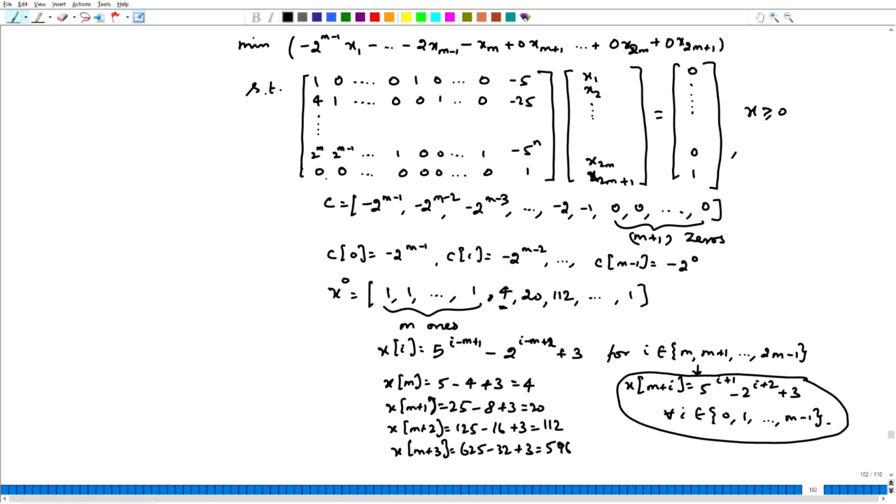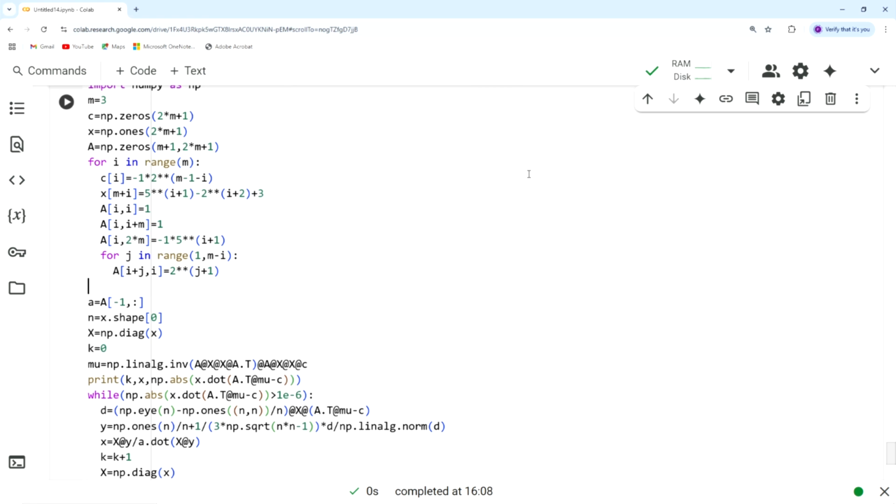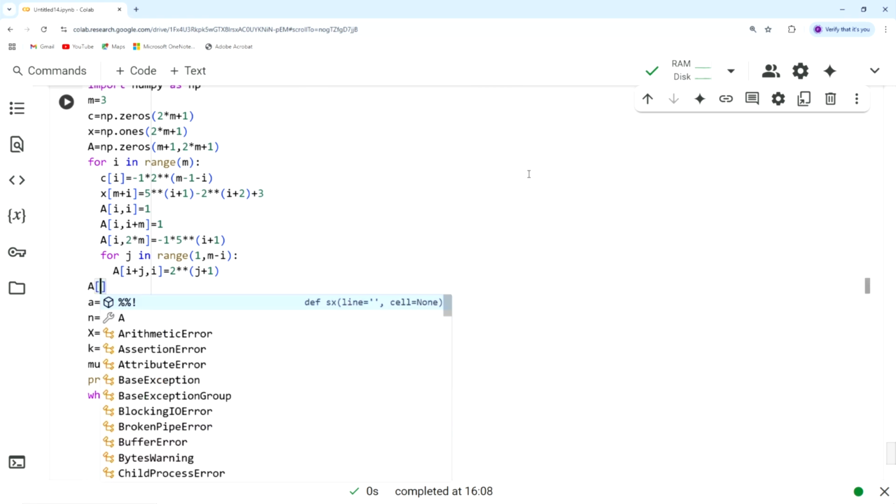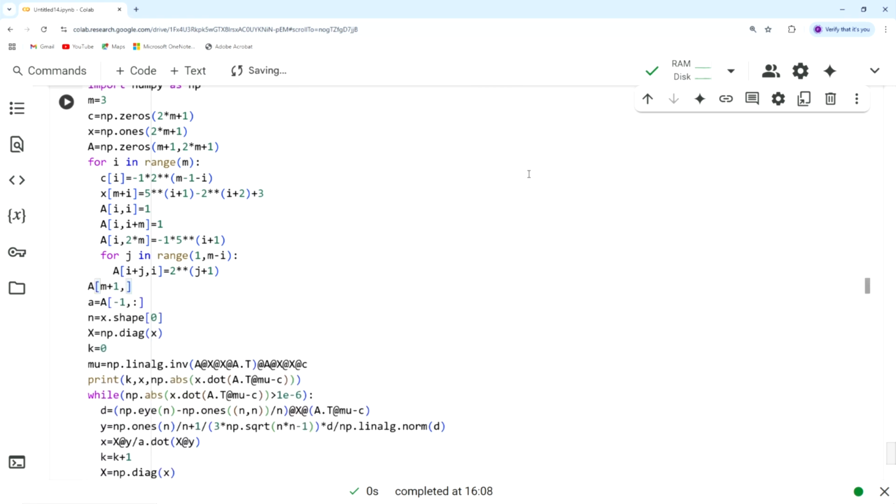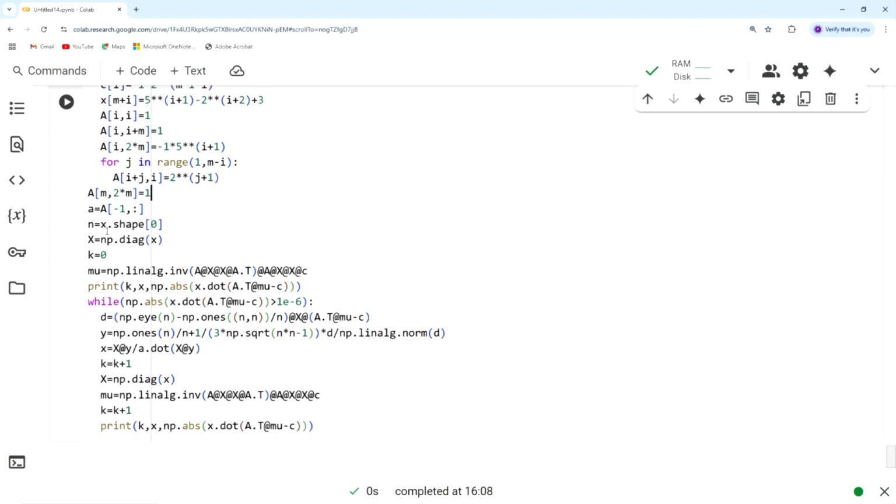So the last row where you have all zeros and a 1. That has to be filled up with A of m comma 2 into m, that is actually 1. So that is just one entry that we need to change. Little a is the last row, n is the shape of 0.